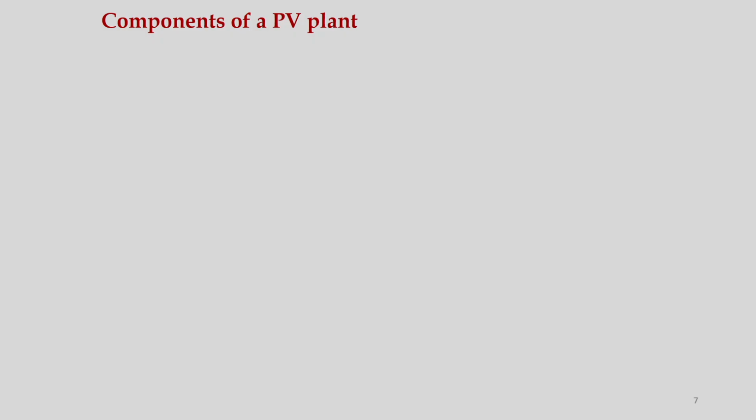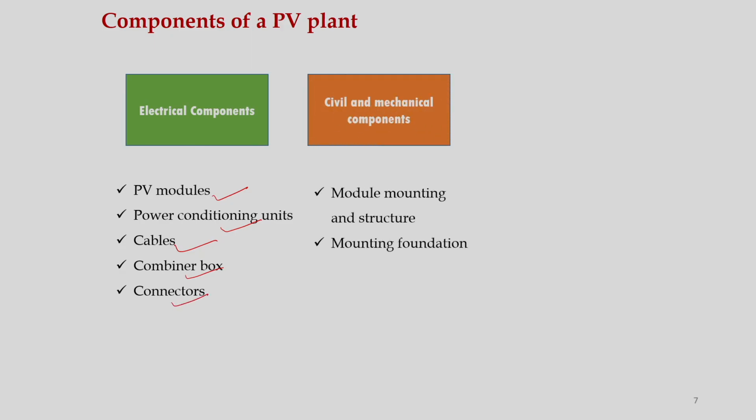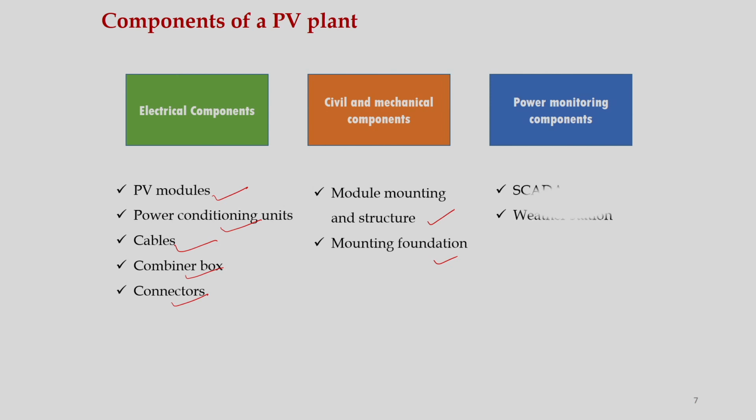Now, let us see what are different components involved in this grid connected PV system. Primarily we have three categories. Under electrical components we will have PV modules, power conditioning units, cables, combiner box, then connectors. Next are civil and mechanical components: module mounting structures, then mounting foundations. And the third category is power monitoring components, which includes SCADA and weather stations.